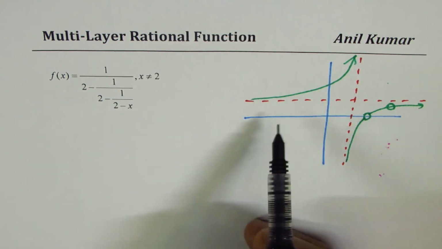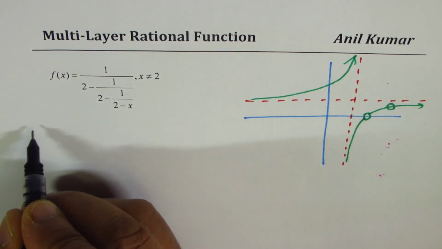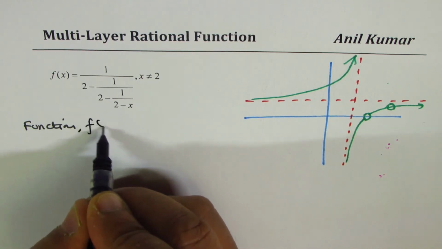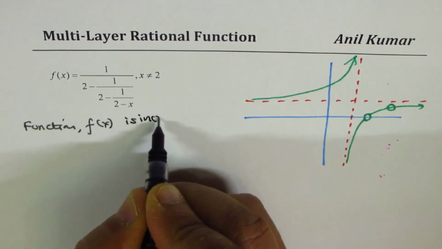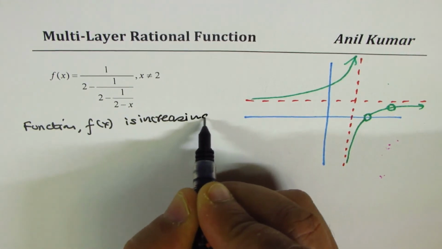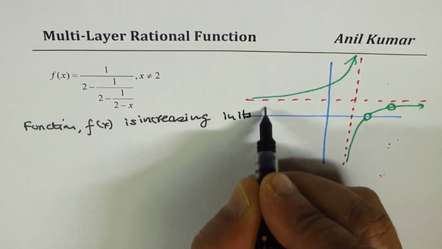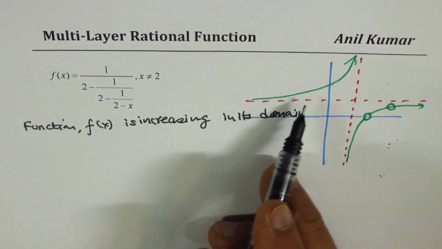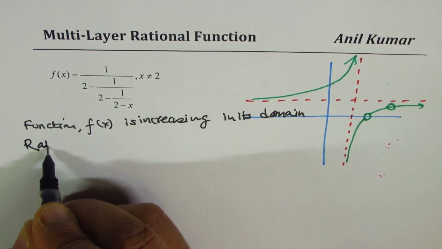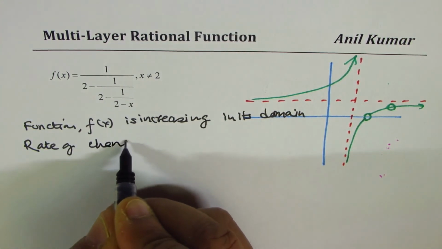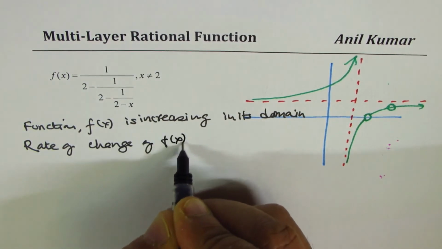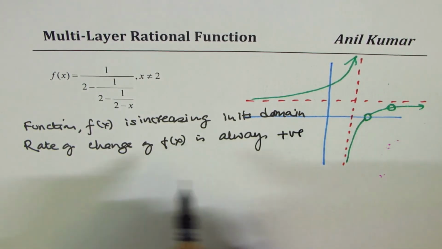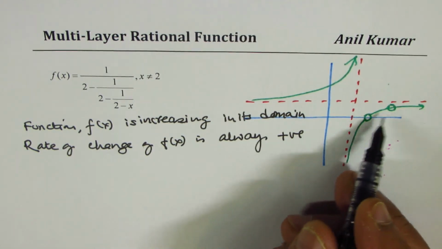So we could now write other characteristics as the function is increasing. We should write function f of x, right, is increasing in its domain, right? So we know what domain is, and it's increasing in its domain. So that means the rate of change of function is positive. Always positive. So when we say always positive, we mean domain, right?